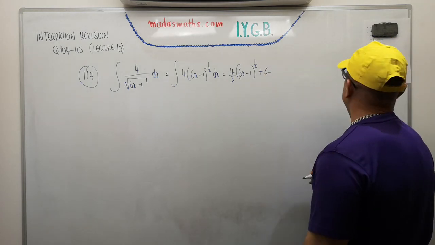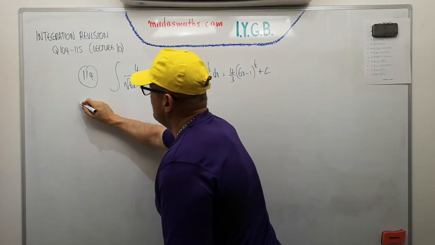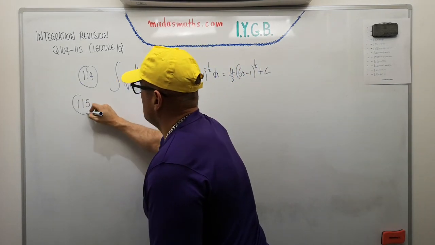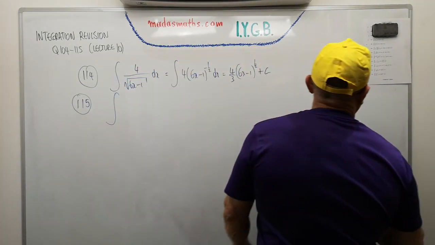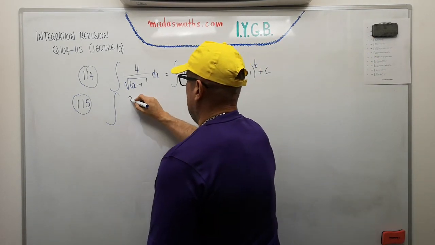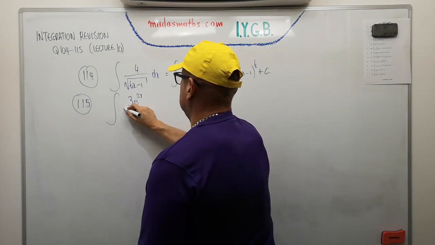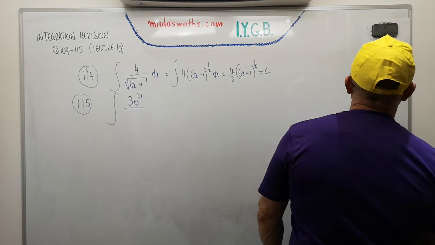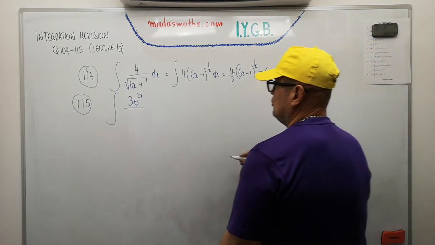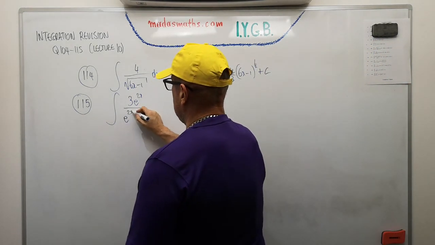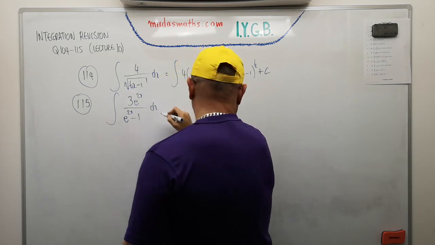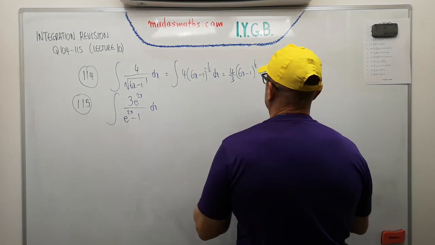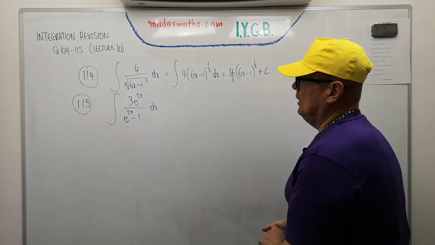That's number 114 done. And number 115, I'm not even going to bother to rub the 114 because I don't need the space. The integral of 3e to the 2x over e to the 2x minus 1, dx. Actually, that looks very scary, doesn't it? It doesn't look too nice.